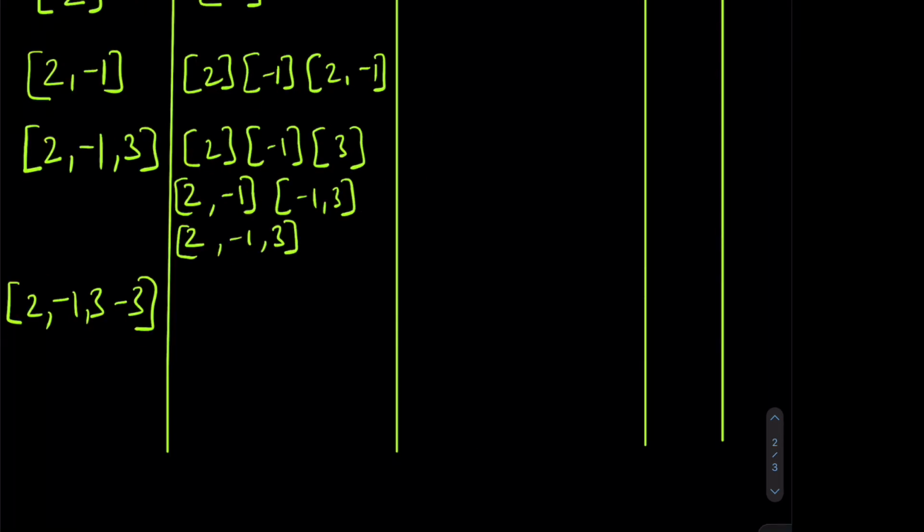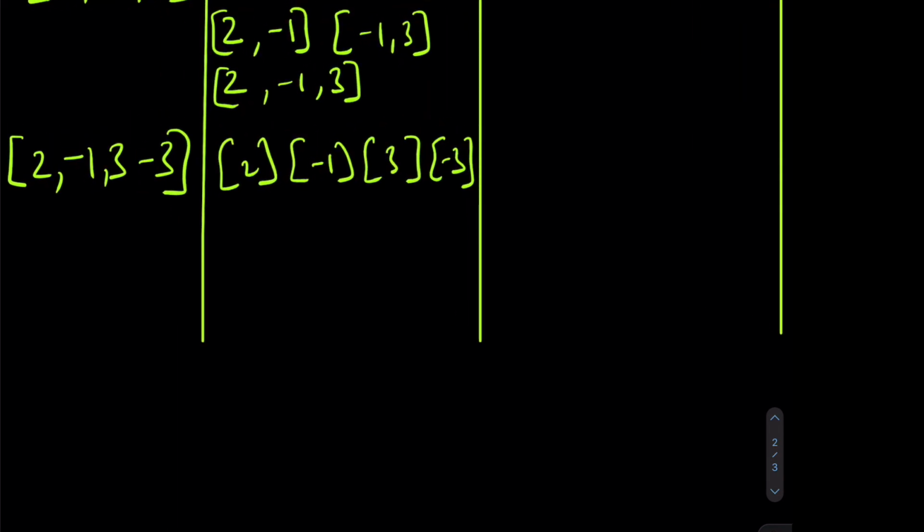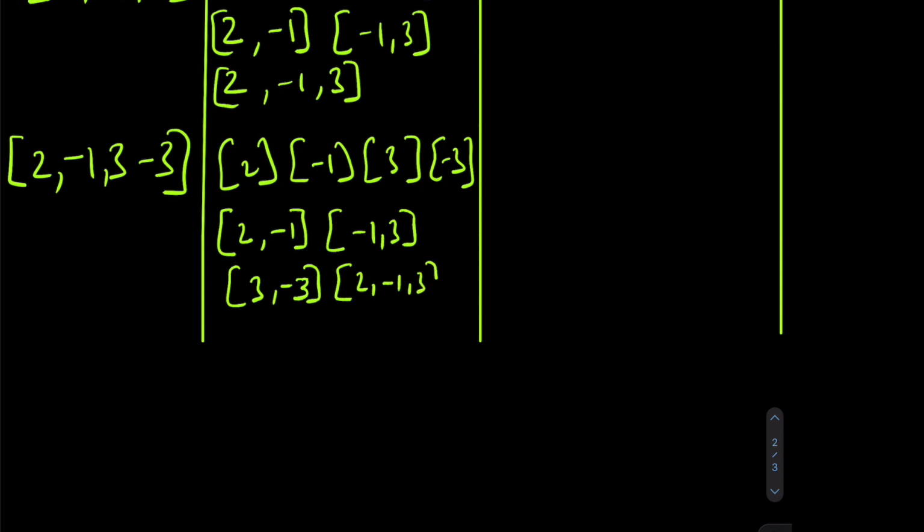And now let's start creating the subarrays for 2, -1, 3, -3. So 2, -1, 3, -3, and then you have all these items in groups of 2. So 2, -1, then -1, 3, then 3, -3, and then you have 2, -1, 3, and then you have the whole subarray into consideration in the last.